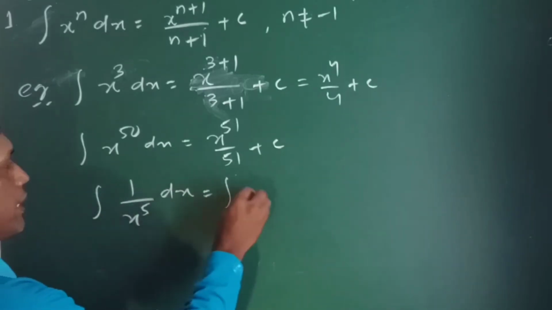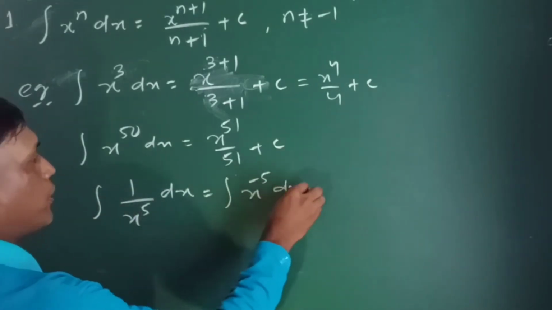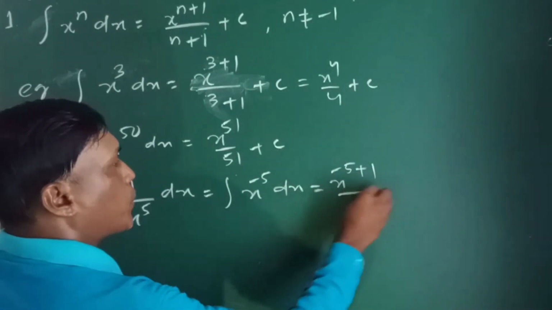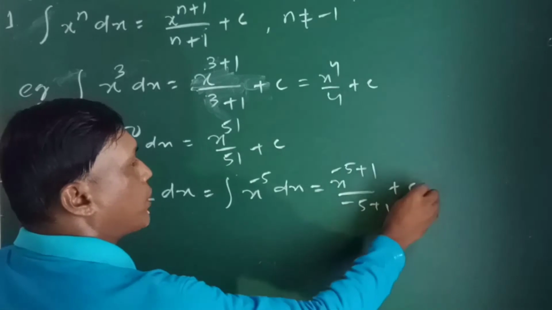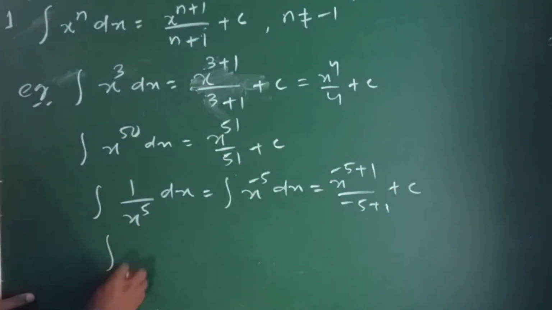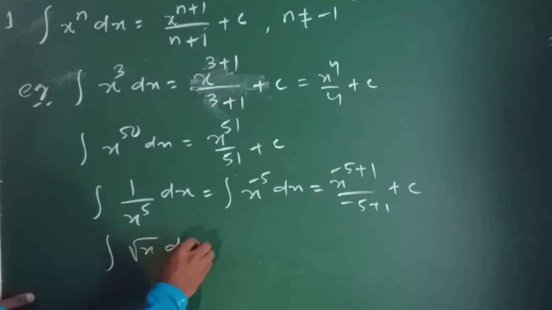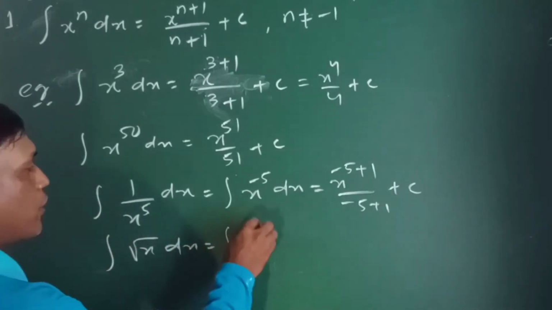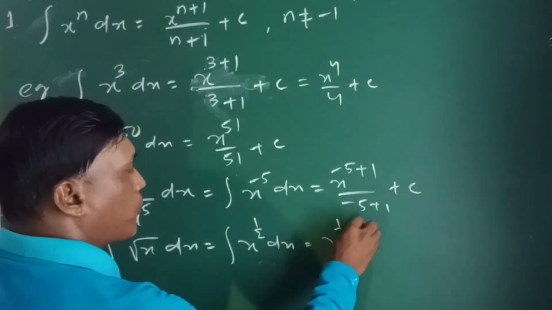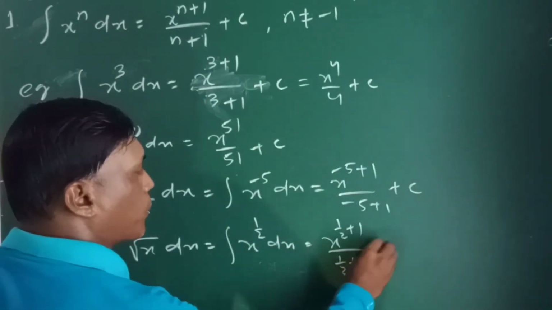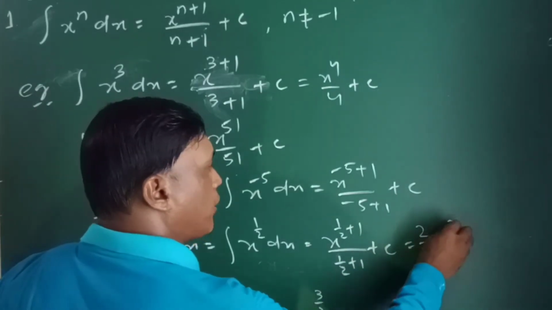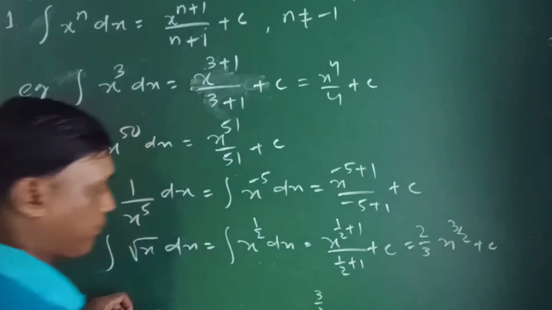If there is the integration of 1 by x to the power 5, that means this is x to the power minus 5 with respect to x, and n is minus 5, that means x to the power minus 5 plus 1 by minus 5 plus 1 plus c, and you can solve it to find the answer. Next is integration of root x. This is the integration of x to the power 1 by 2, which is x to the power 1 by 2 plus 1 by 1 by 2 plus 1 plus c, which is equal to 2 by 3 into x to the power 3 by 2 plus c.